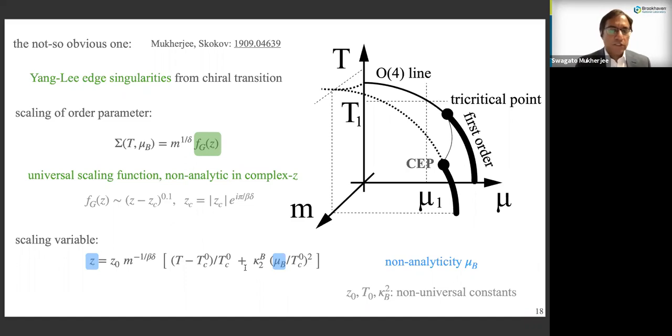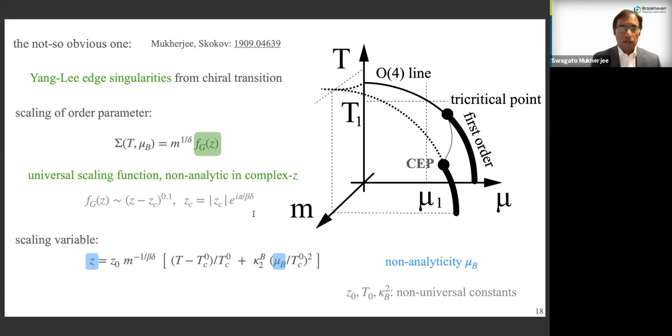But this scaling function G, which is a function of temperature as well as the chemical potential, is universal among different systems. But we also know, because of this universality, that this scaling function is non-analytic in the complex Z plane. The non-analyticity in this complex Z plane goes as something like Z minus ZC to some fractional power, or a tiny power of 0.1. And the ZC is also governed by some critical exponents, and its value is also universal. Because this function is universal, its singularities are also universal.